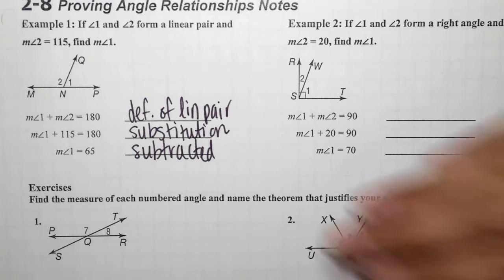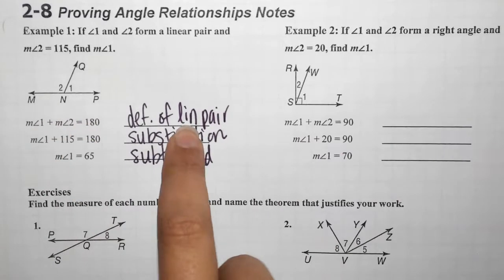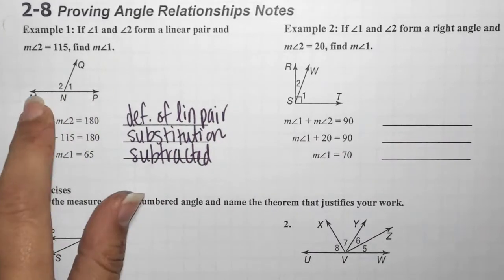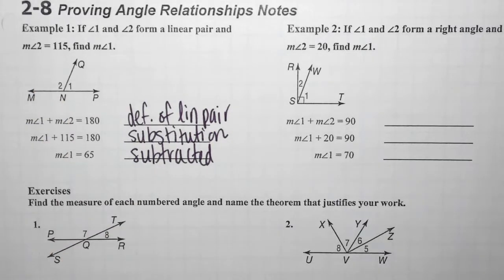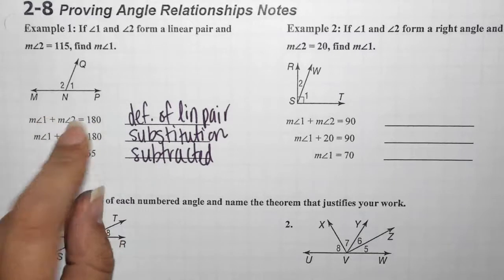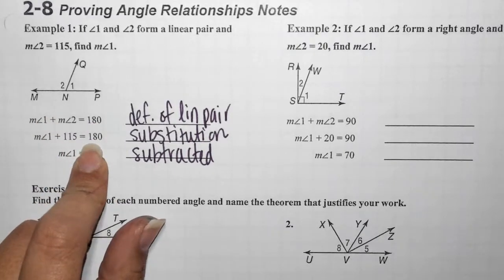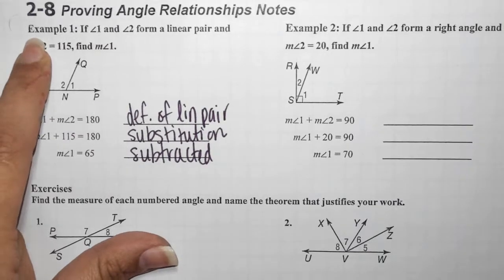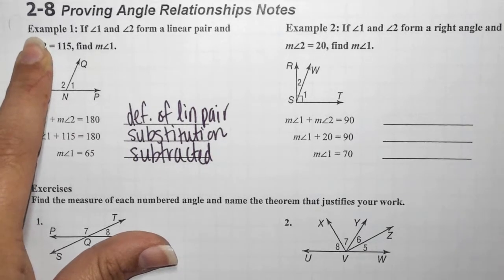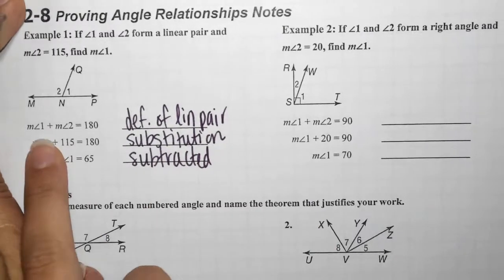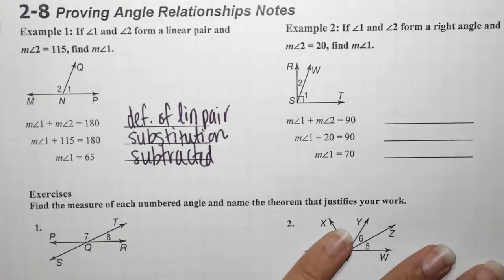Okay. Now let's talk about why we said these are linear pairs. The reason we added up to 180 is because they make a straight line, and that is the definition of linear pairs. Now, what did we do from this line to this line? We plugged in because they told us that the measure of angle 2 was 115. Do we agree or disagree? And then they subtracted and got 65.